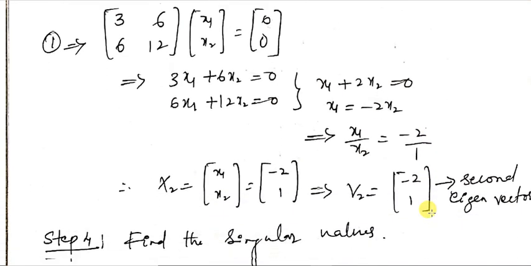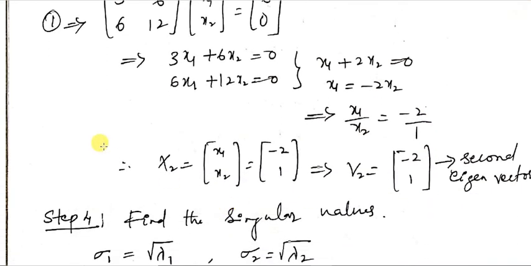Therefore, the corresponding eigenvector x2 is equal to (minus 2, 1). Minus 2, 1. This is the second eigenvector. So next we shall find out v1, v2 later.